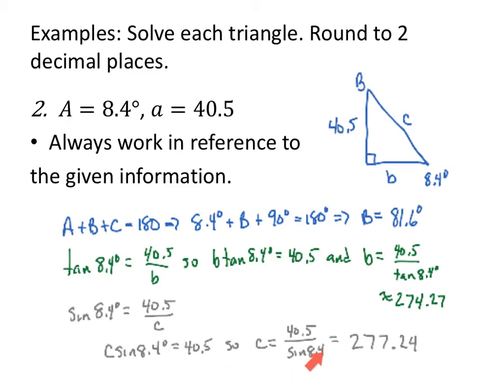I forgot my degree symbol. That's pure laziness on my part. When I divide, 277.24 is the side length C.